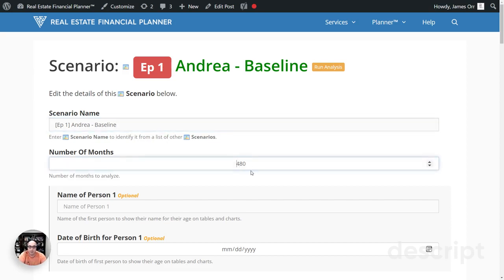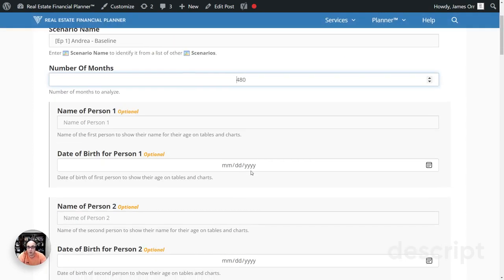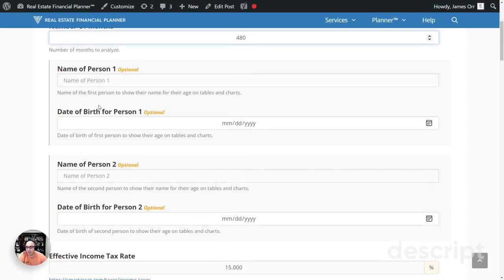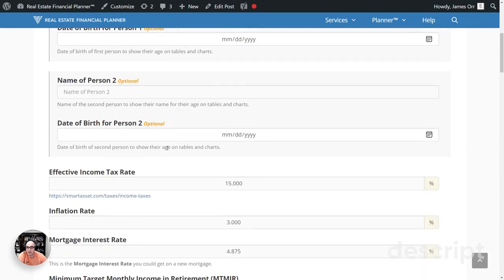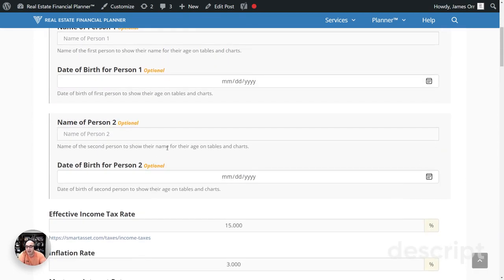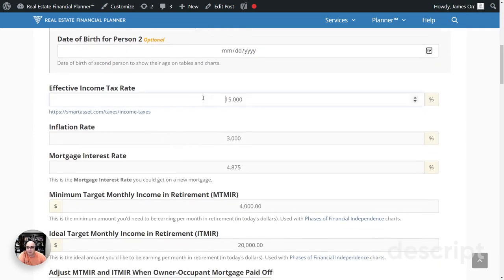We ran this scenario for 480 months. You can do up to, I believe, 720 months on the system, but we're just doing 480 months, which is 40 years to model it out. And in most cases, since she's 40 years old, that's going to model her out through age 80 in this particular case. You can put the name of person 1 and person 2 in this situation, and their birth dates. We didn't do this in this particular case. It's completely optional, and right now the software doesn't do anything in particular with it. Eventually, I want to be able to make it so that it shows you your age on charts, but that's not done yet.